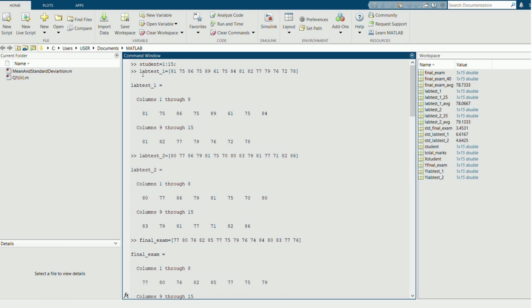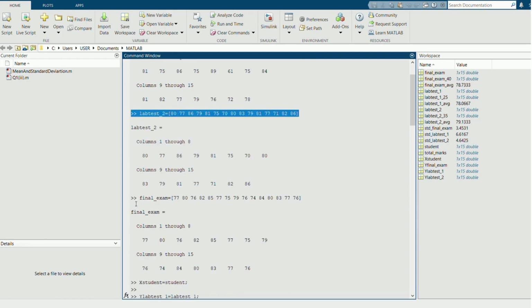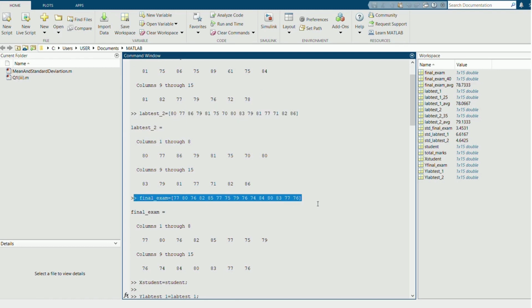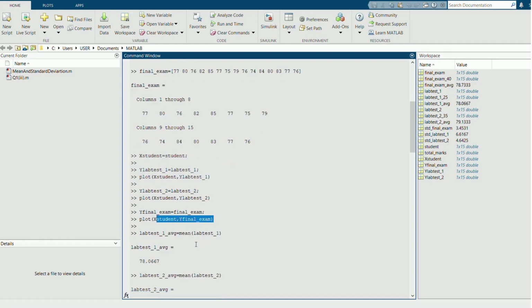For question 1, I have declared the student as 115. Then there is the data for lab test 1, the data for lab 2, and the data for the final exam. I plot the graph of the students against lab test 1, lab test 2, and the final exam.